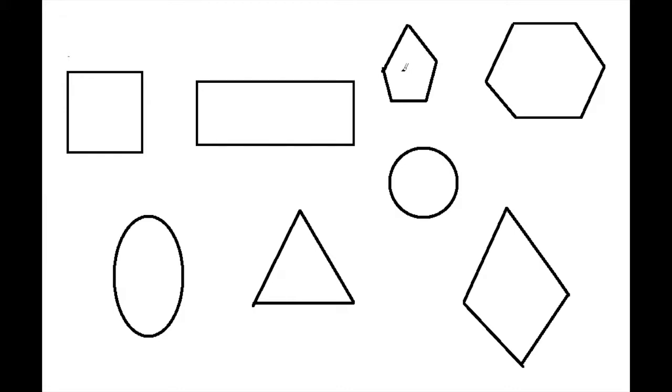It's called a pentagon. And this shape is called a hexagon. Can you find any shapes that have one side? Yeah, a circle and an oval have one continuous side that goes around and around and around. Let's make our shapes with one side blue.